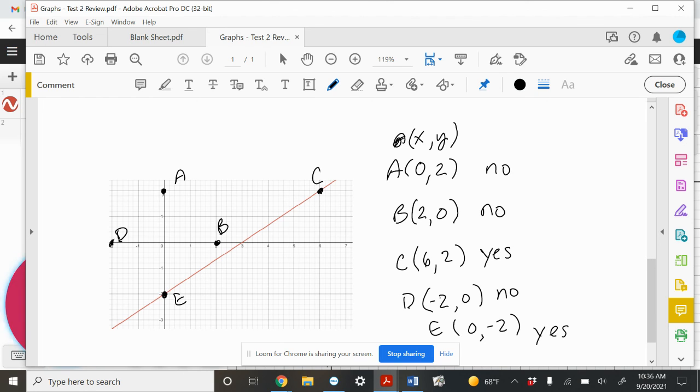So that's how you would determine whether it's on the line or not. You would go and find all those points. X always comes first, Y always comes second.